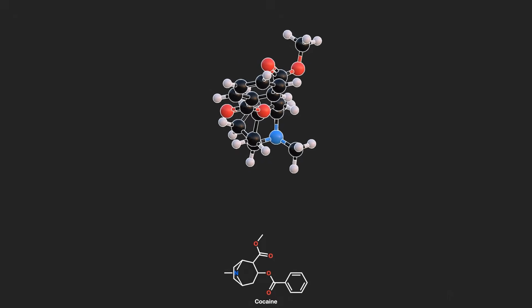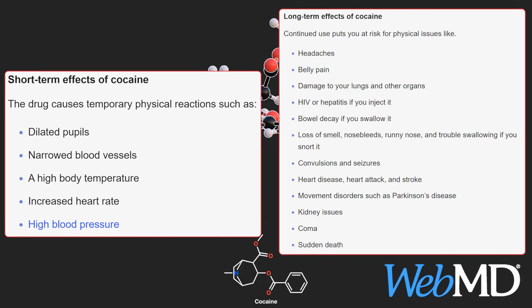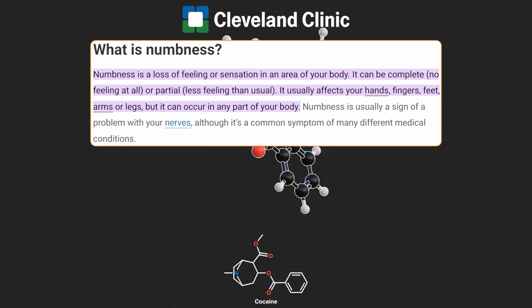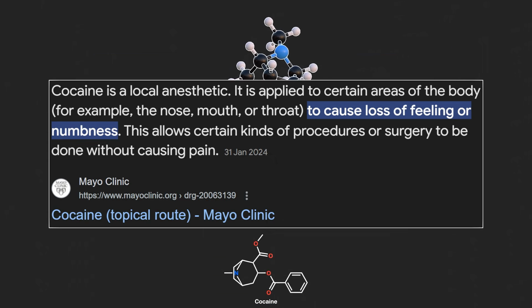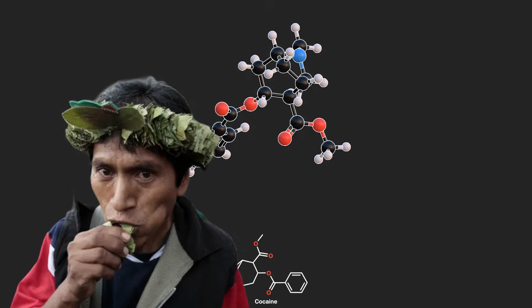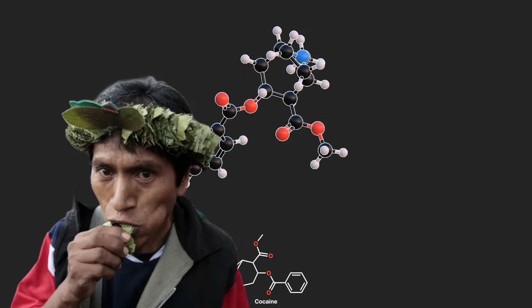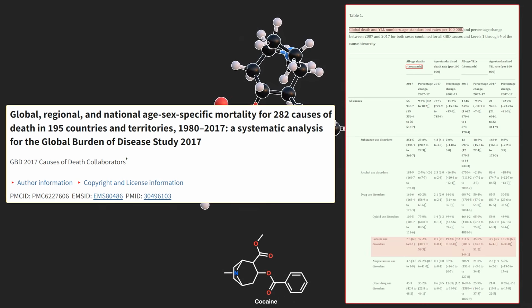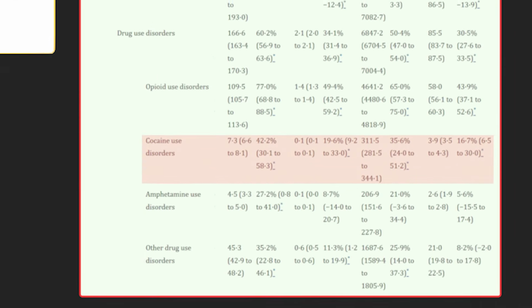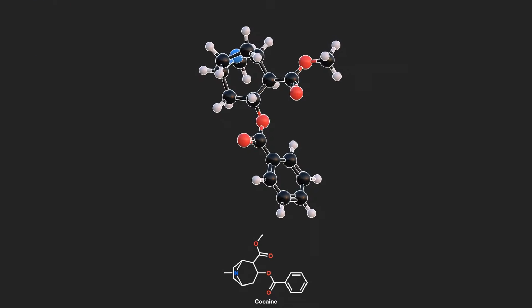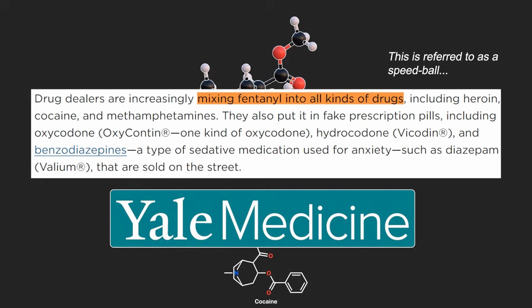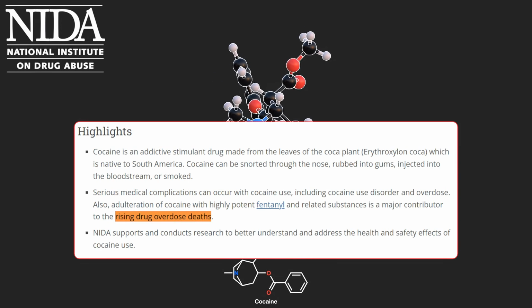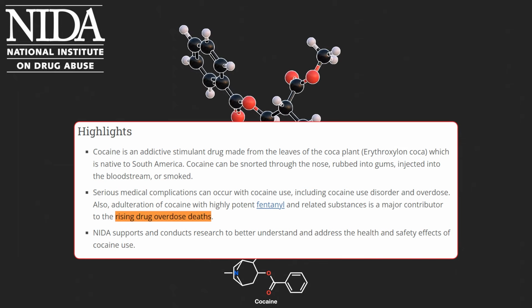Some of the side effects of cocaine include an elevated heart rate, dilated pupils, and high blood pressure or high body temperature at high doses. Cocaine also has numbing and vasoconstriction properties and is sometimes used occasionally during surgery of the throat or inside the nose. Even though coca leaves have been chewed historically by some cultures, in 2017, the Global Burden of Disease study found that cocaine use caused around 7,300 deaths annually. The use of cocaine continues to get worse as it is often mixed with fentanyl, which is a major contributor to rising drug overdose deaths, according to the NIDA, which is a subcommittee of the NIH.